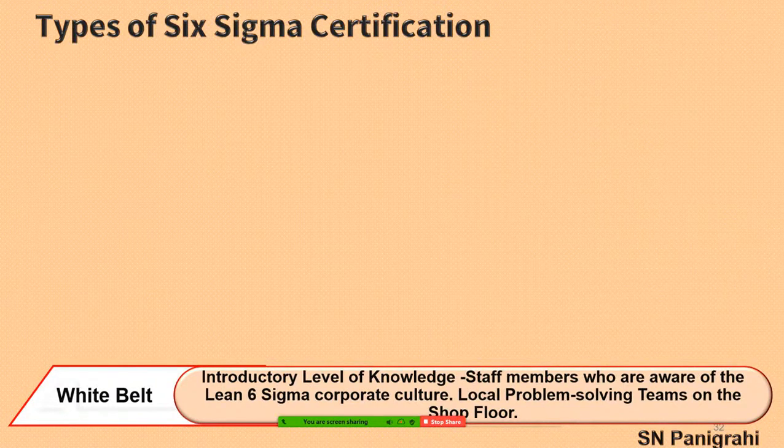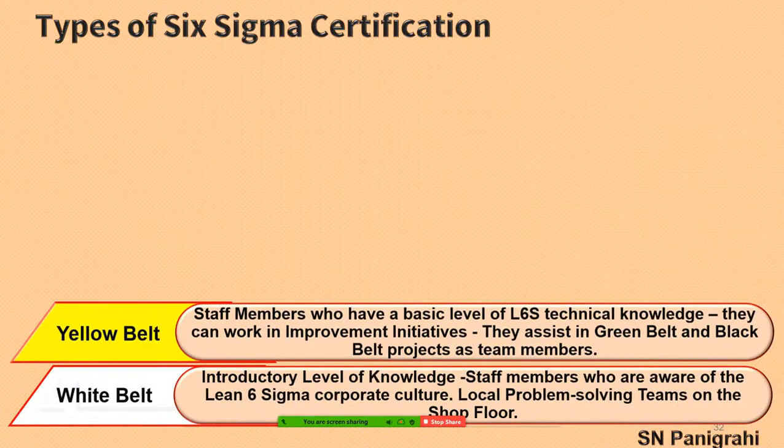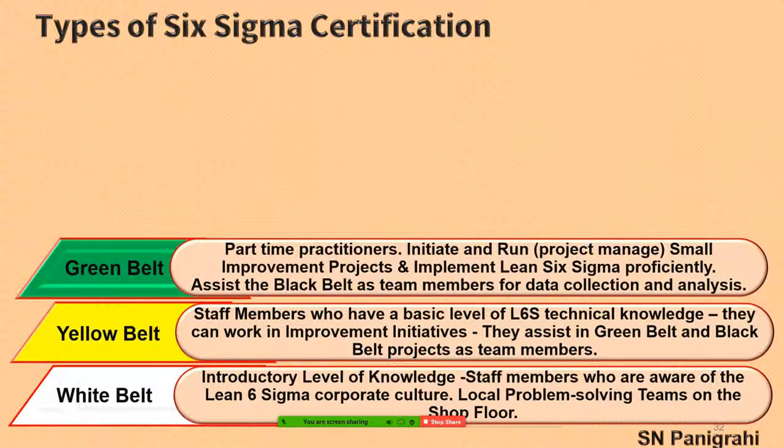There's a white belt. The white belt is an introductory level of knowledge sharing, a very preliminary understanding of what Six Sigma is about. Then the yellow belt is a staff-level understanding of the various Six Sigma concepts for improvements. Yellow belts are also the ground-level people who associate with and help green belt and black belt projects, because they can help with data collection and various other aspects.